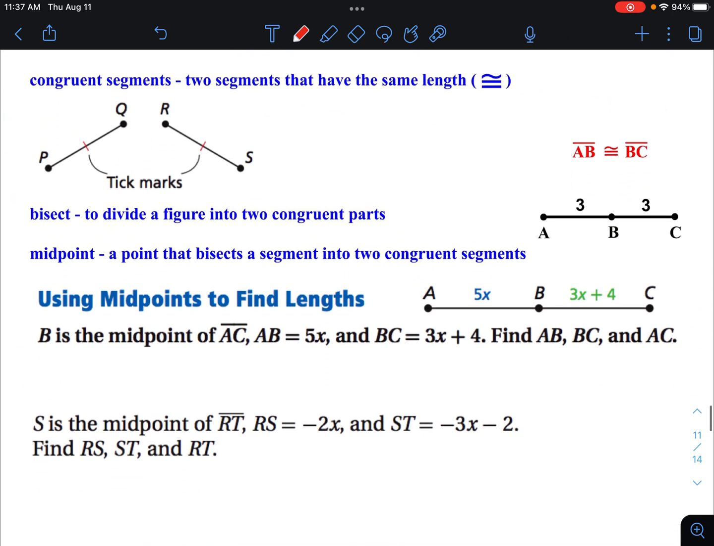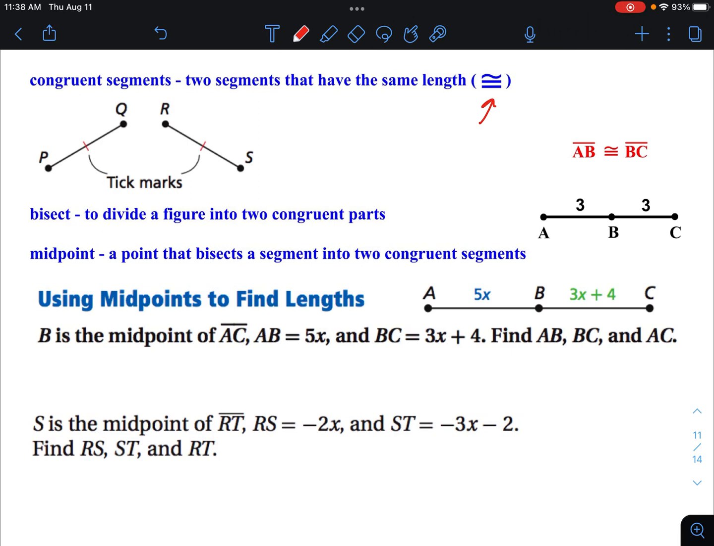Moving on here, adding some more stuff for this lesson. We've got something called congruent segments. The word congruent literally means the same. So two segments that have the same length, we call those congruent segments. This is the congruent symbol. It's an equal sign with a little wavy line over top.